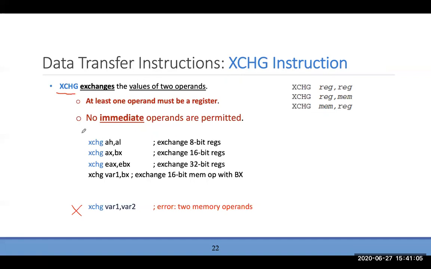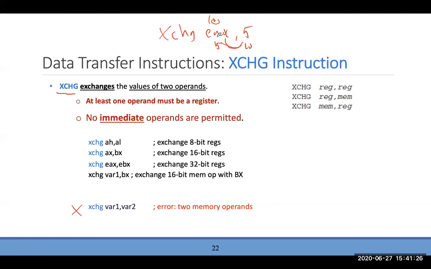The only extra rule here is no immediate. You cannot exchange with an immediate. Can you think about why we cannot say exchange EAX with 5? Let's say EAX has a 10. We're going to have 5 here and 10 there. You see what I'm talking about? Why is this not possible?